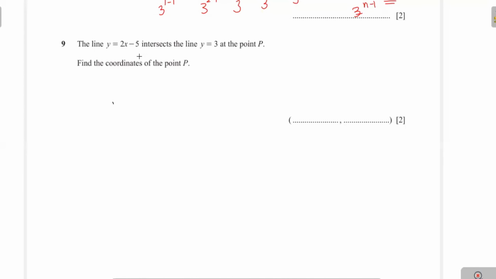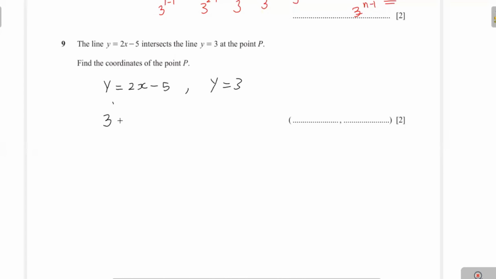Question 9, the line y equals 2x minus 5 intersects the line y equals 3 at point P. Find the coordinates of point P. Here are two equations, y equals 2x minus 5, and the other equation is y equals 3. To get the coordinates of the point P, we will solve these equations simultaneously. Therefore, we substitute the value y equals 3 in the first equation.